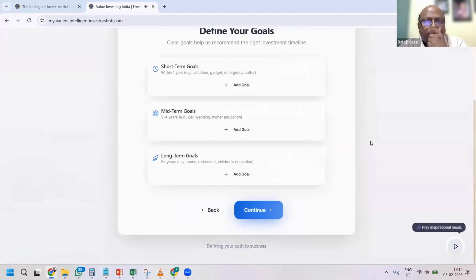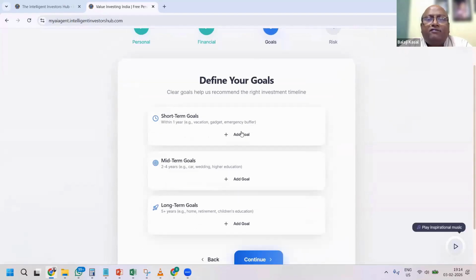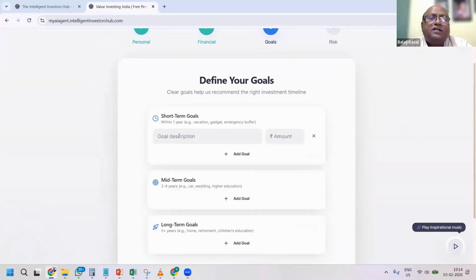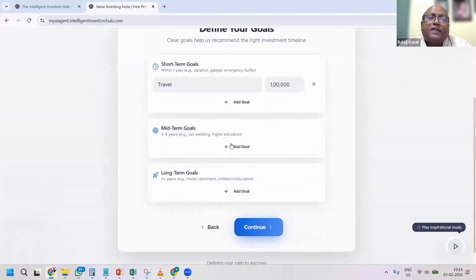Then it will ask you what your goals are. You can define your goals, for example, short term. Short term is typically less than 1 year. Suppose I have to travel with the family, a leisure trip. I need, suppose, 1 lakh rupees. You can keep adding; I'm not adding more as of now, but you can add as many as you like.